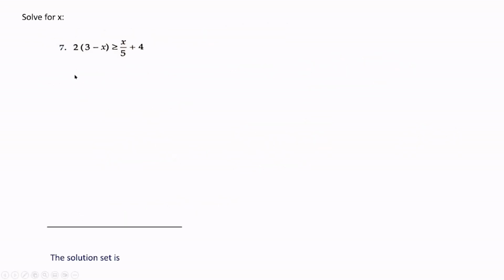Now we have the next question, solve for x. 2 into 3 minus x is greater than or equal to x by 5 plus 4. So let us represent this on the number line and then write the solution set. So from this we have 6 minus 2x is greater than or equal to, here if we take LCM we will get x plus 20 by 5.